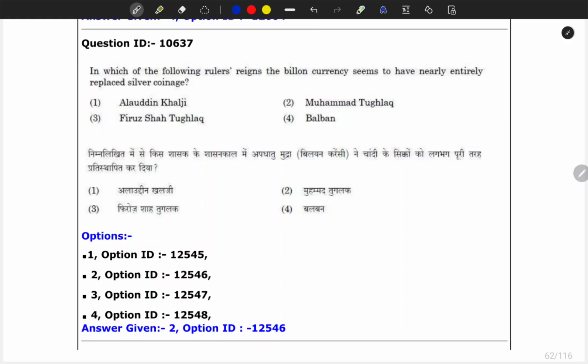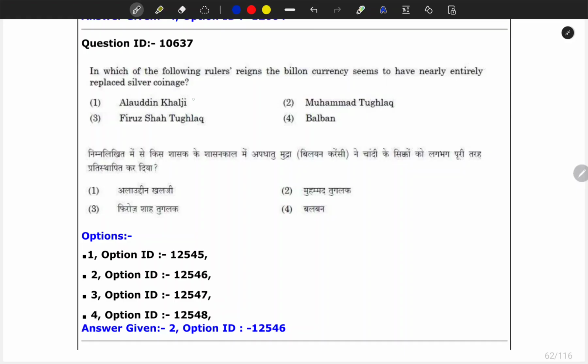See, this is an example of a very easy topic, but a very difficult question. Here, they have placed the rulers in very close options.